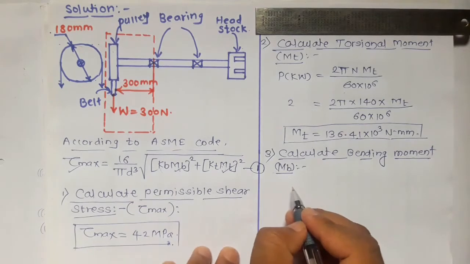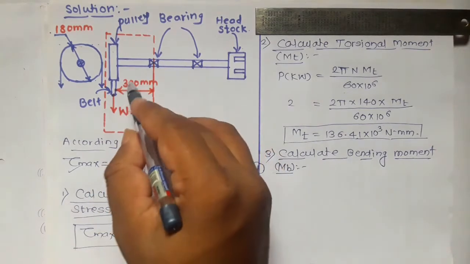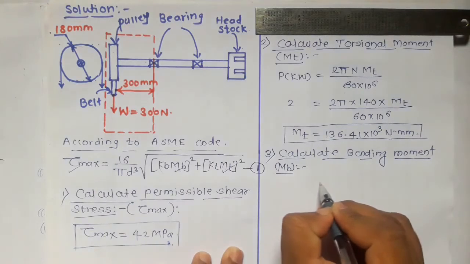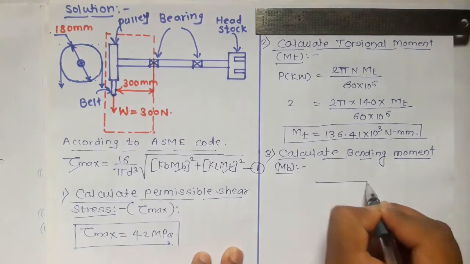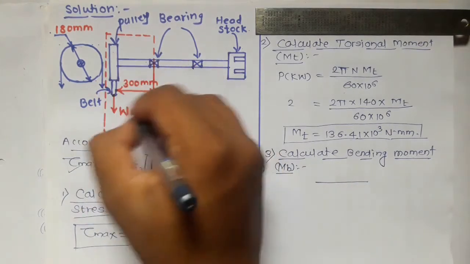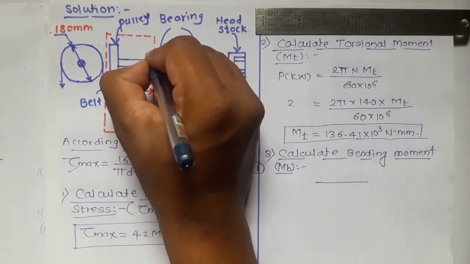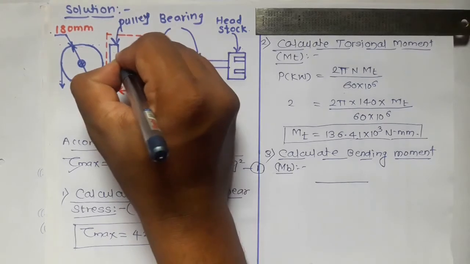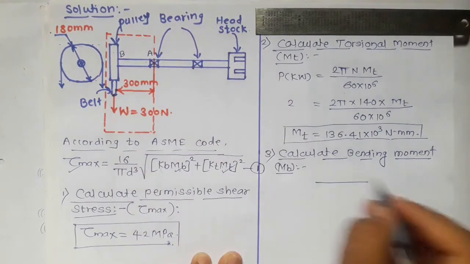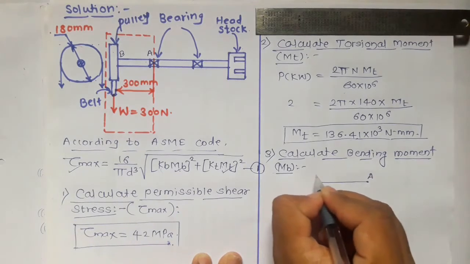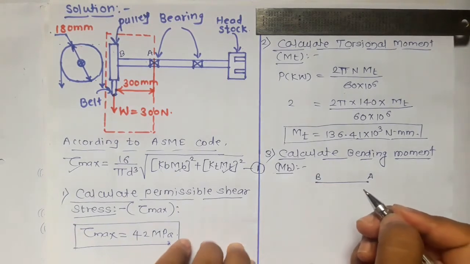To find out the bending moment, we have to consider the bending load acting on this shaft. We will draw a free body diagram for this portion only. This is a bearing, and we will name this point A. The point at which the pulley is mounted is point B. Point A is where the bearing is, and point B is where we have to mount the pulley.